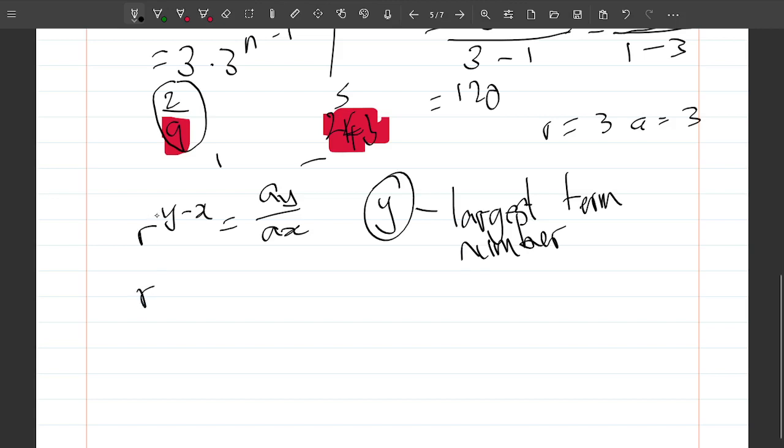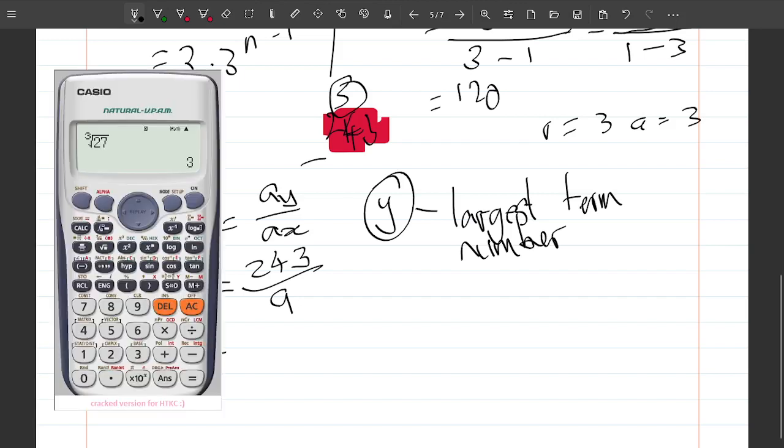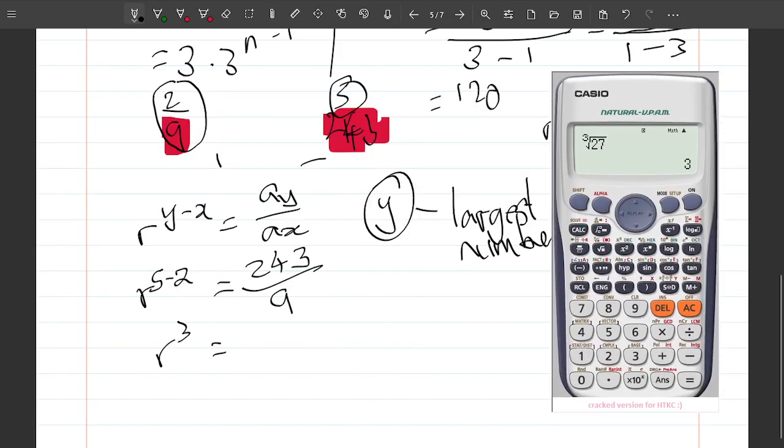So let's identify the largest term number. We've got our r, and I'm about to put in the y. The largest term number is 5 as opposed to the 2, so that's just a 5 minus, and then obviously x should be the smallest term number. Then ay is going to be the value, that's 243, divided by the value of ax, which is 9. Then now I have to solve for r. So 5 minus 2, that's 3, and then 243 divided by 9. I'm going to use the calculator for that explicit calculation.